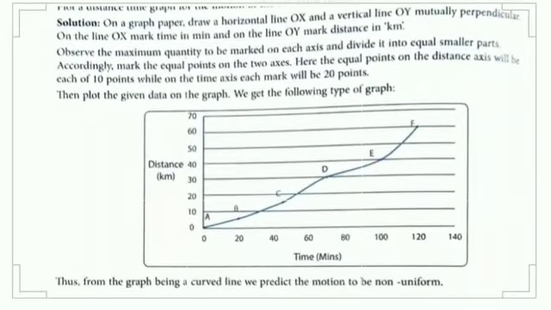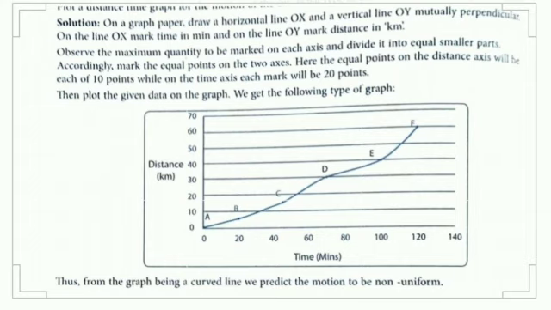So time 20 and distance 5. After joining 0 to that point, we get the first line. Observe the maximum quantity to be marked on each axis and divide it into equal smaller parts, as we do in graphs. Accordingly, mark the equal points on the two axes.